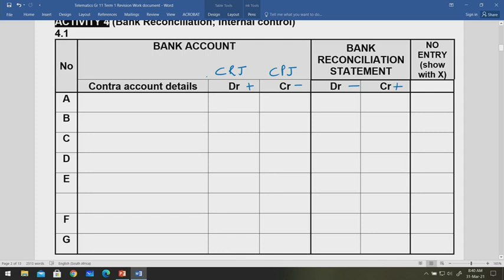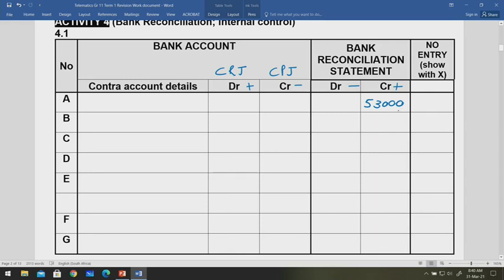The first one says a deposit of 53,000 made on the 20th of April was in the cash journal but did not appear on the bank statement. This is now by the end of April, the 30th of April. Deposit, it's in our books, it's not on the statement, therefore we are going to put it on the bank reconciliation statement, credit outstanding deposit.